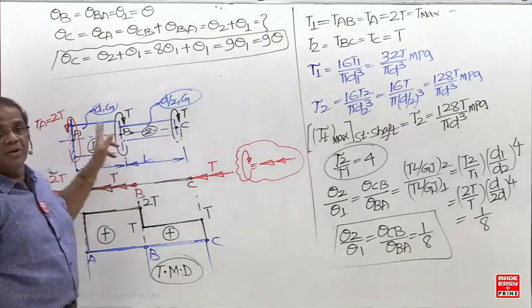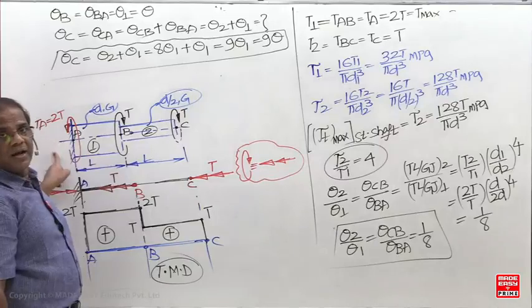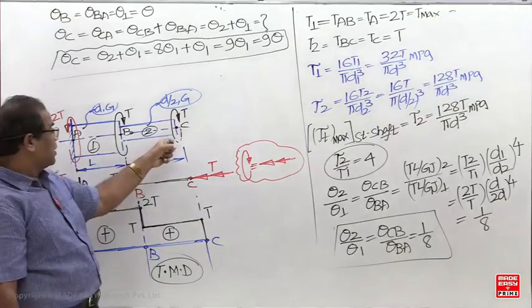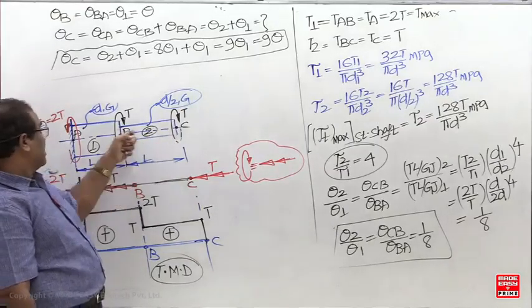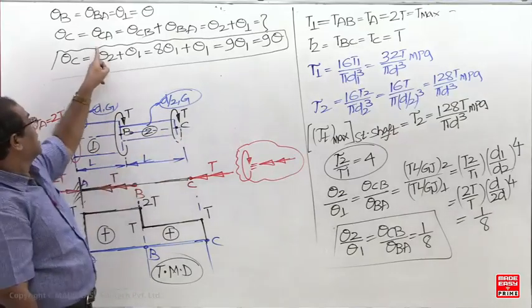But from here to here, what now? Your torsion equation is not valid. Torsion equation should be applied two times: for BC one time and AB one time. For BC, C is the free end. So this can be written as what?